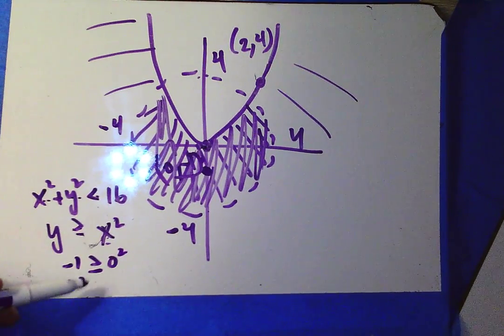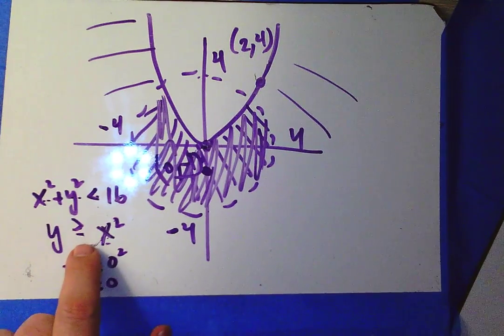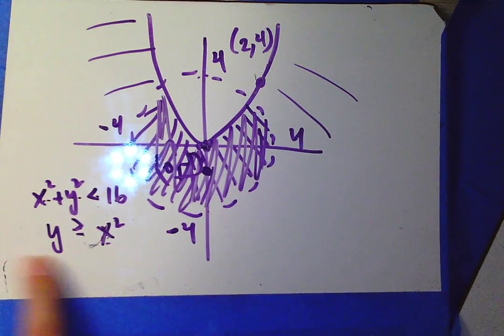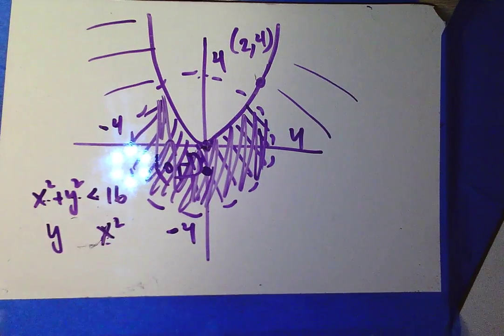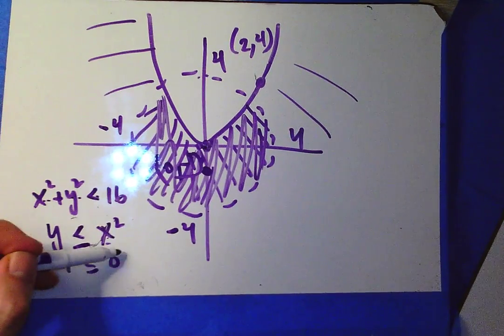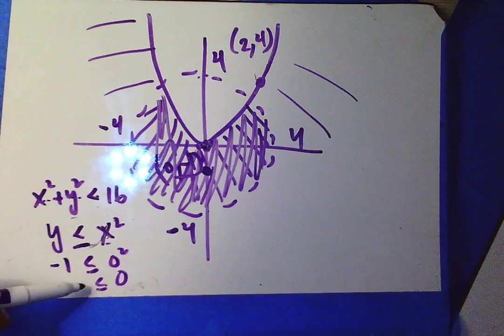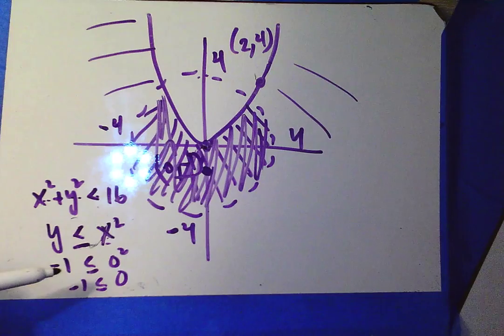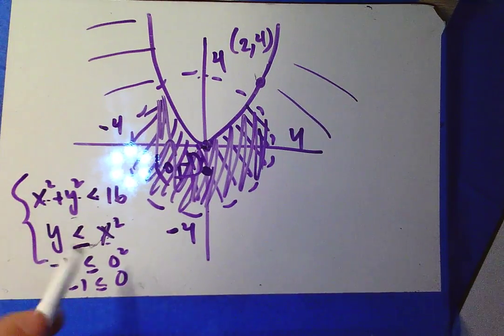Oh, is negative 1 greater than or equal to 0? No, it isn't. So the direction on this inequality is not correct. I need to flip that around like this. Now when I plug in 0, -1, I get 0 is greater than or equal to -1, and that is true. So this is my system.